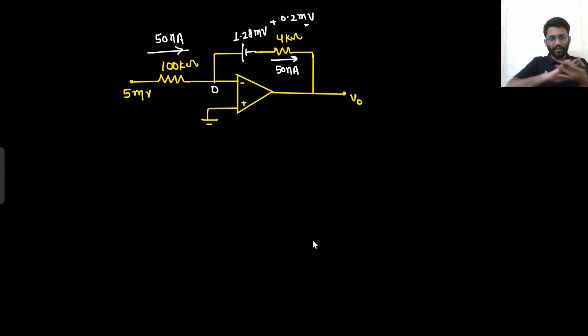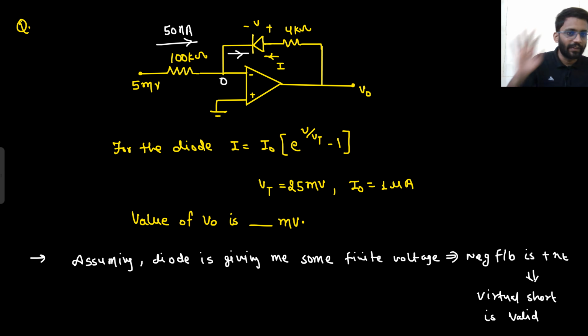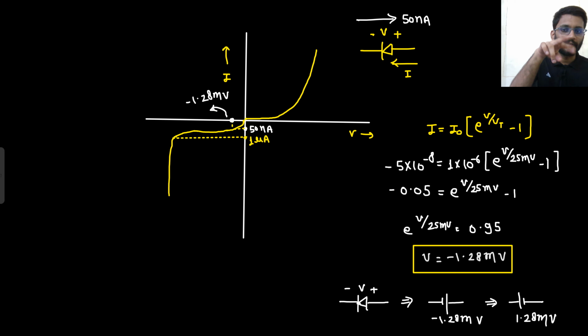Say yes or no. Did you understand this particular question or not? Our current was flowing 50 nanoampere in the diode from N to P. You thought that the diode should be off, that the diode should be replaced with open circuit, but no. The current equation was given for the ideal characteristics. The current was 50 nanoampere, that means it was running in this region. If it was running in this region, that means it would give me a drop of minus 1.28 millivolt.